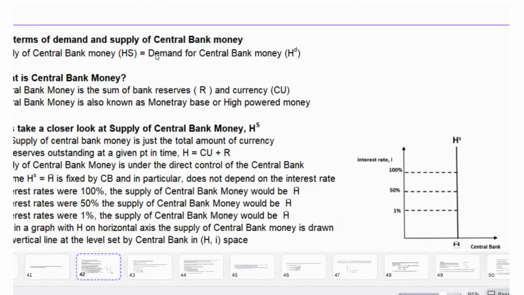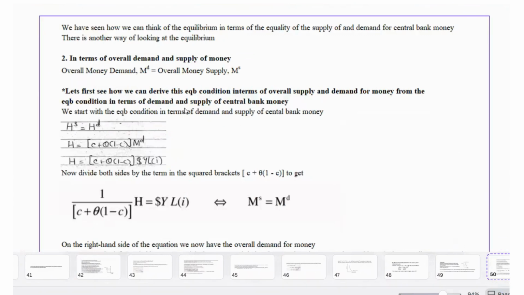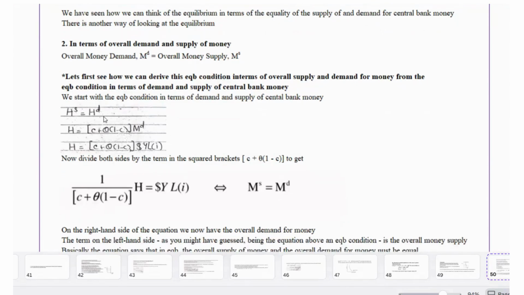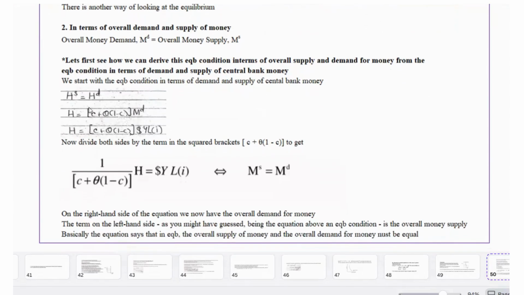So we want to see how we can derive from here that HS is equal to HD, the equivalent equilibrium condition that MS is equal to MD. For this, we start with the equilibrium condition in terms of demand and supply of central bank money, HS is equal to HD. We looked at how financial market equilibrium can be expressed as HS is equal to HD.